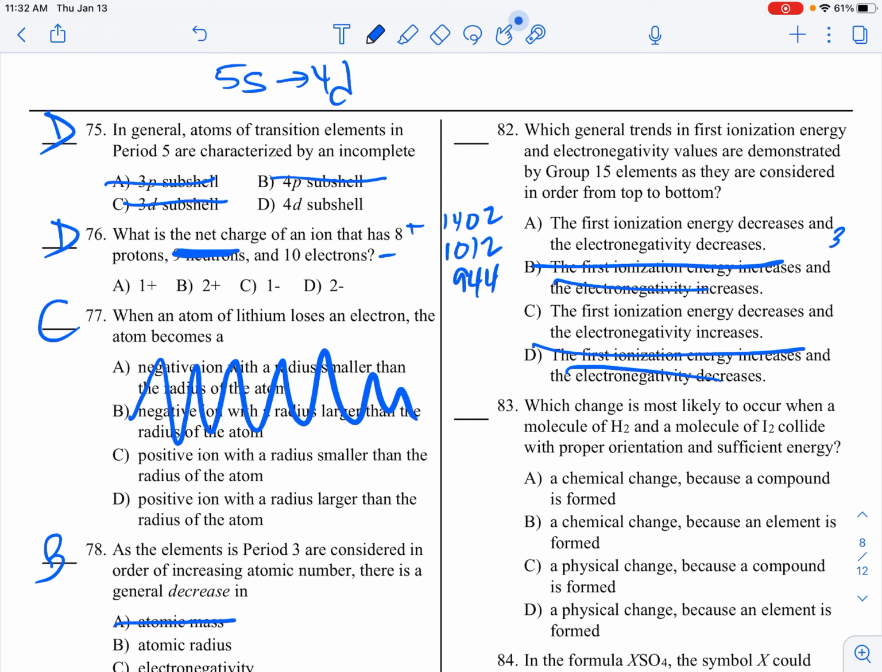3. And then phosphorus is 2.2. And then arsenic is 2.2. I guess I'll keep going. Antimony is 2.1, so that's also going to decrease. So they're both going to decrease. That's an A.